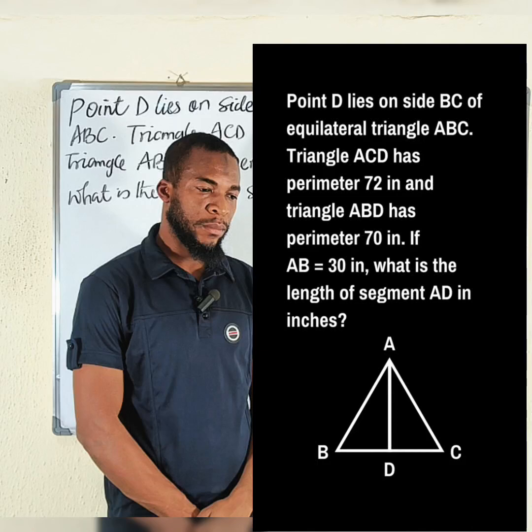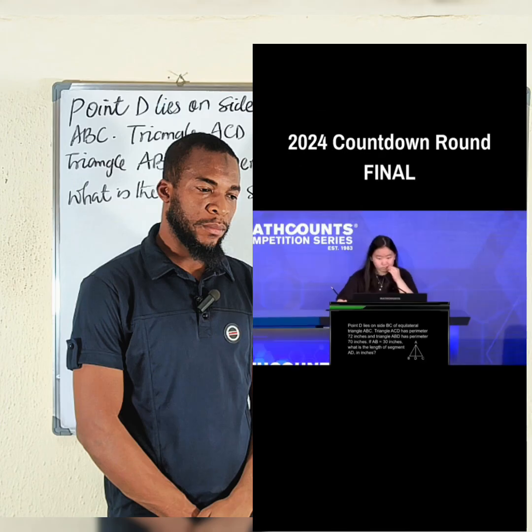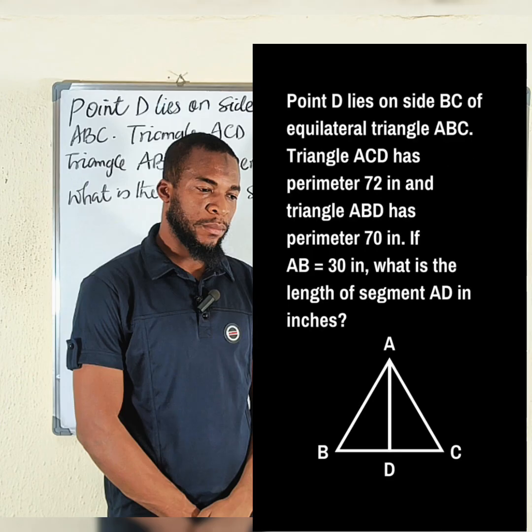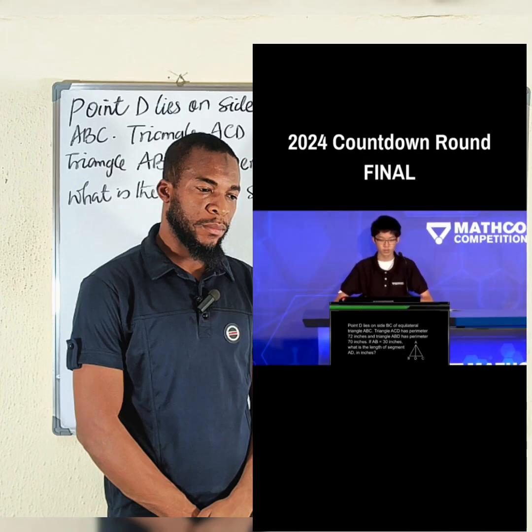Point D lies on side BC of equilateral triangle ABC. Triangle ACD has perimeter 72 inches. Selena. 36. I'm sorry, that's incorrect. Oh my god. And triangle ABD has perimeter 70 inches. If AB equals 30 inches, what is the length of segment AD, Ben? 26. That is the correct answer.